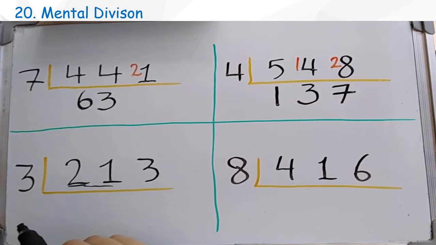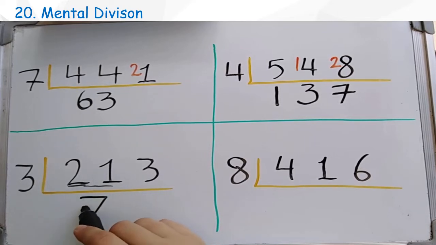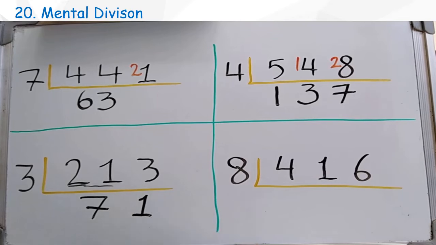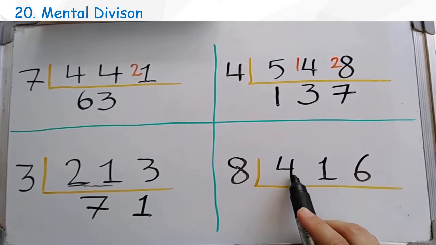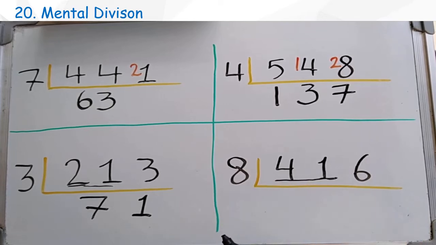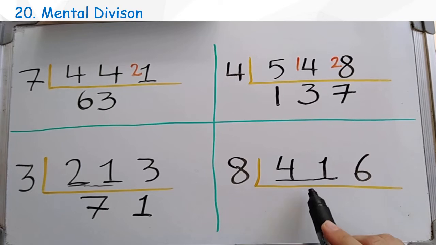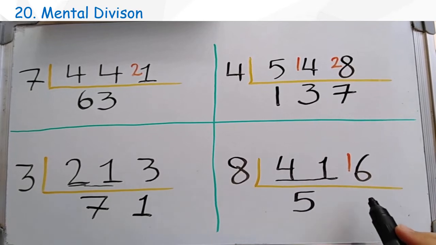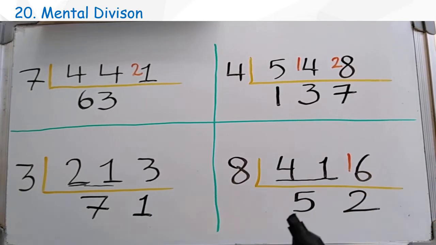Next, 213 divided by 3. How many 3s in 2? Not possible. So how many 3s in 21? The answer is 7. And there's no remainder in this case. So how many 3s in 3? That's 1. How many 8s in 4? Not possible. So how many 8s in 41? The answer is 5. And the remainder is 1, because 5 times 8 is equal to 40. I will pass that 1 to 6. How many 8s in 16? The answer is 2.